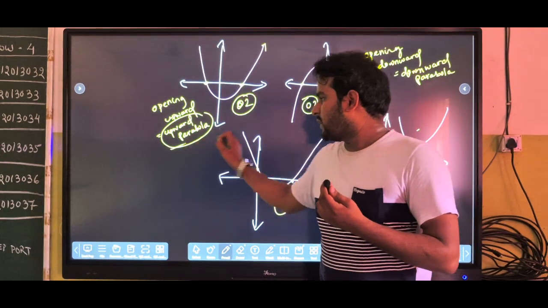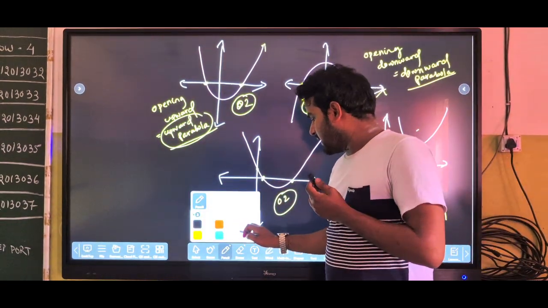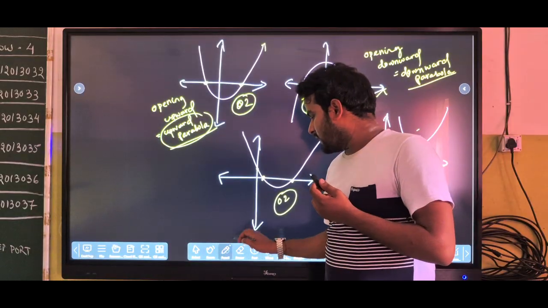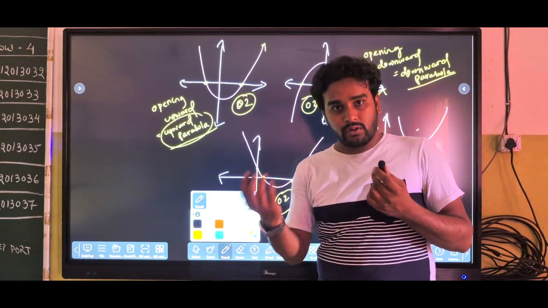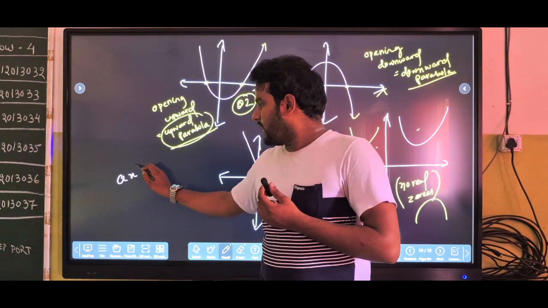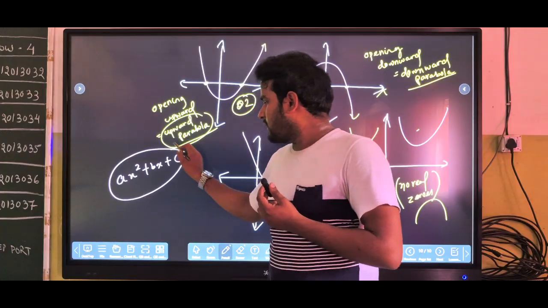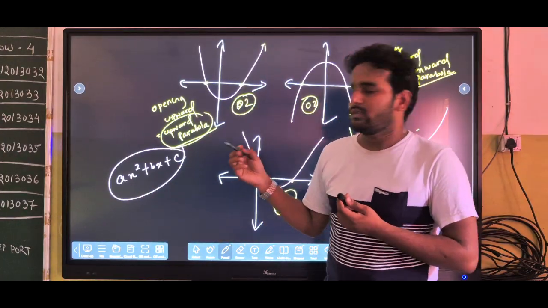So why is it upward? Why is it downward? How to know when it will be upward and when it will be downward without drawing the graph? Let us see. Suppose the general form is ax square plus bx plus c. ये दिया जाएगा. This polynomial will be given to you.